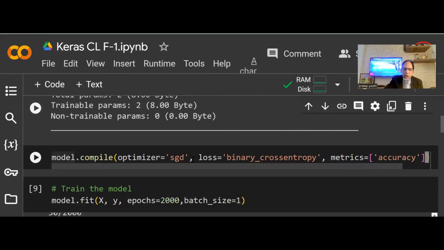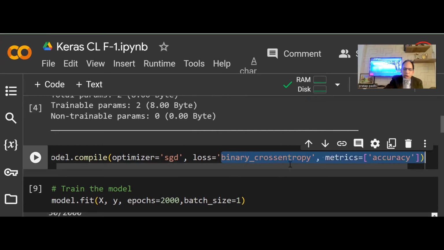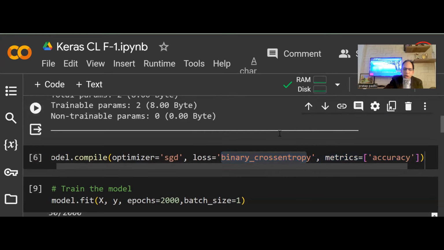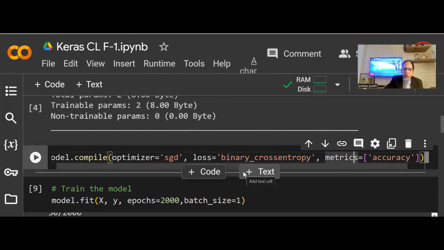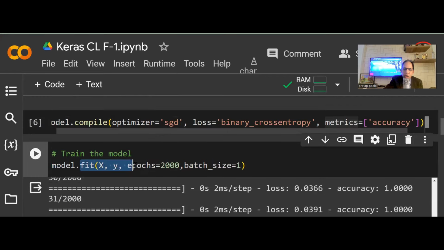Optimizer is SGD, last time it was there. The loss was mean square error. And now the loss is binary cross entropy. Don't worry, I will explain what binary cross entropy is later in the next class. Metrics is accuracy. This I will explain in today's class, also in subsequent classes, because we'll come across a lot of classification tasks. So let's not worry. Now here is what we'll train.